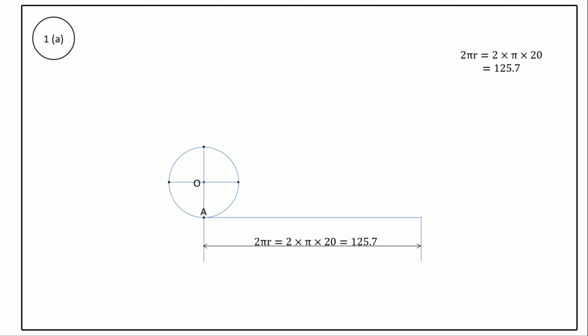After drawing the circle of diameter 40 mm and horizontal line of length 125.7 mm, now divide the circle and horizontal line into equal parts. We will divide both circle and horizontal line into 12 equal parts. To divide the circle into 12 equal parts, divide the angle 360 degrees by 12. So each part includes an angle 30 degrees.